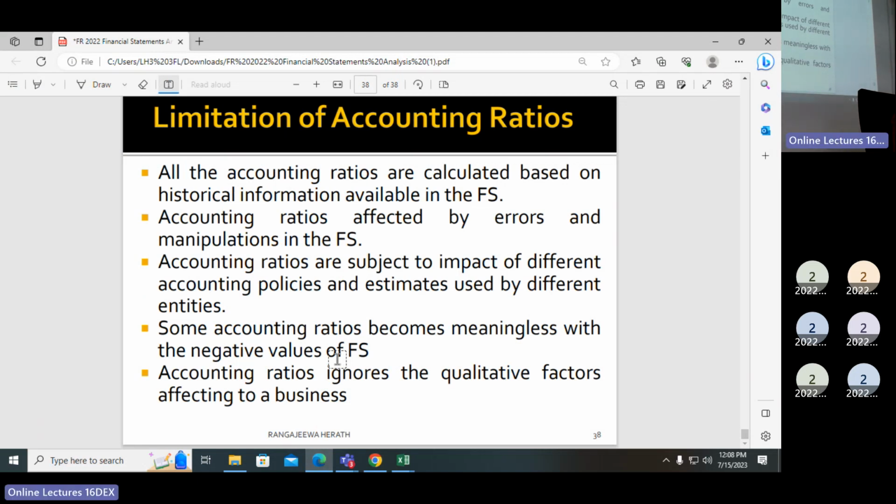Then accounting ratios ignore qualitative factors. අපි කියන්නේ මේ financial statements වලින් there are so many qualitative factors affecting a business. You ignore them. The business එකේ goodwill එක, brand image එක, employees commitment, their skills, patent, technology, so many factors you have to consider when you are making a comparison. But financial accounting ratios consider only the quantitative, so ignore the qualitative.